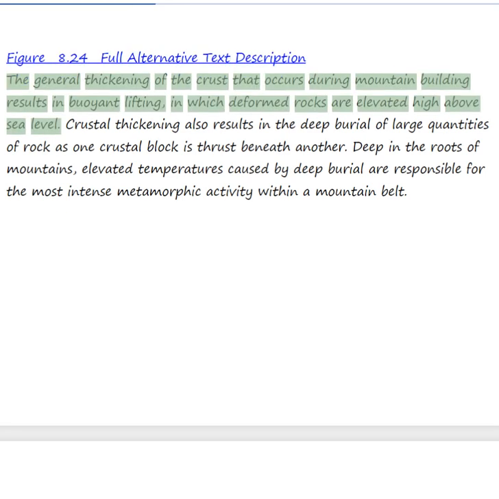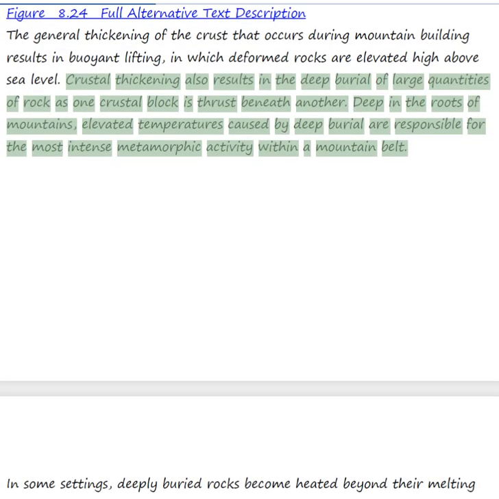The general thickening of the crust that occurs during mountain building results in buoyant lifting, in which deformed rocks are elevated high above sea level. Crustal thickening also results in the deep burial of large quantities of rock as one crustal block is thrust beneath another. Deep in the roots of mountains, elevated temperatures caused by deep burial are responsible for the most intense metamorphic activity within a mountain belt.